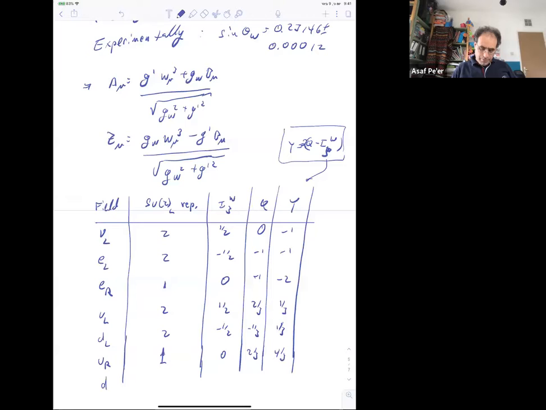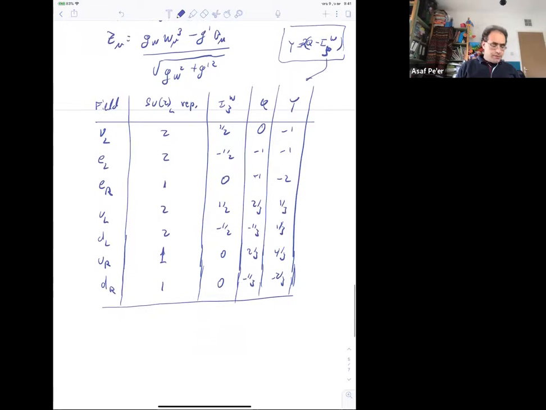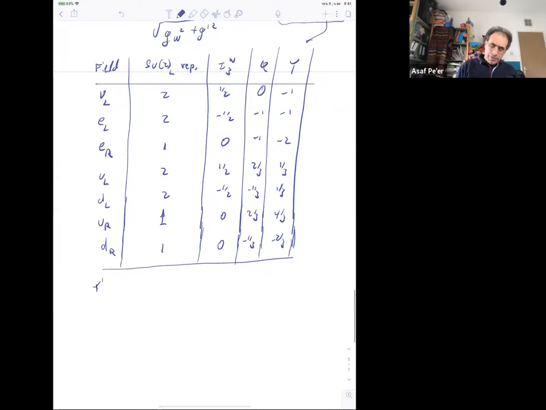And then for the right-handed down quark, again, it's a singlet of the representation. The I3, because it's not participating, is zero, then Q is minus 1/3 and the Y would be minus 2/3. Of course, this is for the first generation particles, but an identical table would be for the next generation fermions. Now the gauge bosons, they don't participate in the U1Y symmetry.